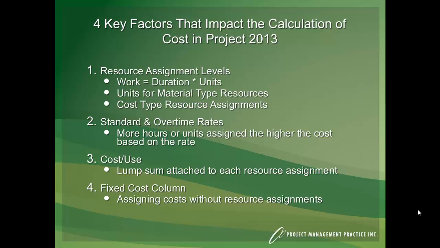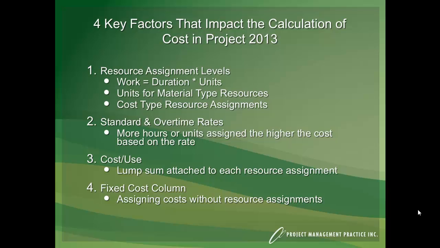Then we looked at cost. And there are really 4 key factors that impact the calculation of cost in Project. One of them, of course, is resource assignments, right? As you assign your resource, work is calculated, and of course, if you have a standard rate associated with that work, then a cost will be calculated. So if you assign somebody 10 hours and it's $100 an hour, that's $1,000 to do that task.